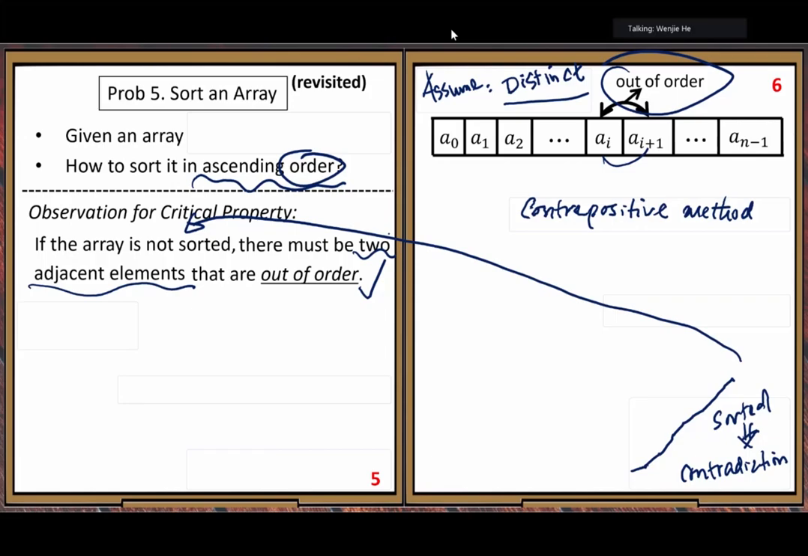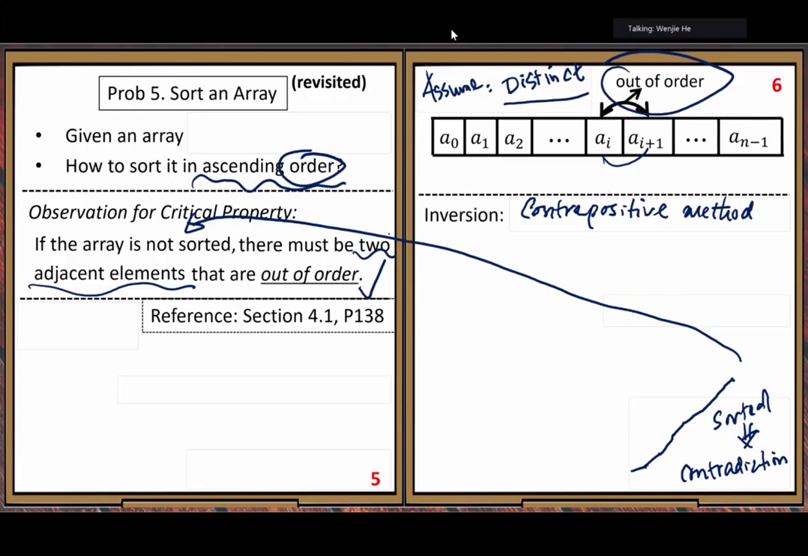So we can apply this statement to design our new algorithm. Our new algorithm needs to be based on this critical property. Here I give the reference. Then let's go back, because we need to study this out of order phenomenon here.